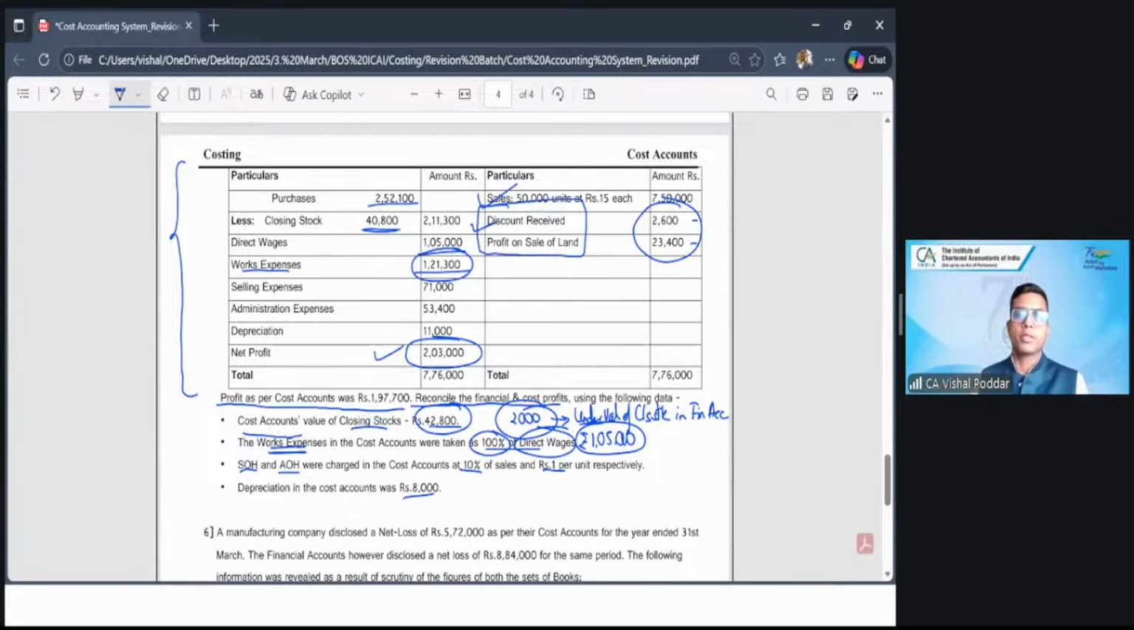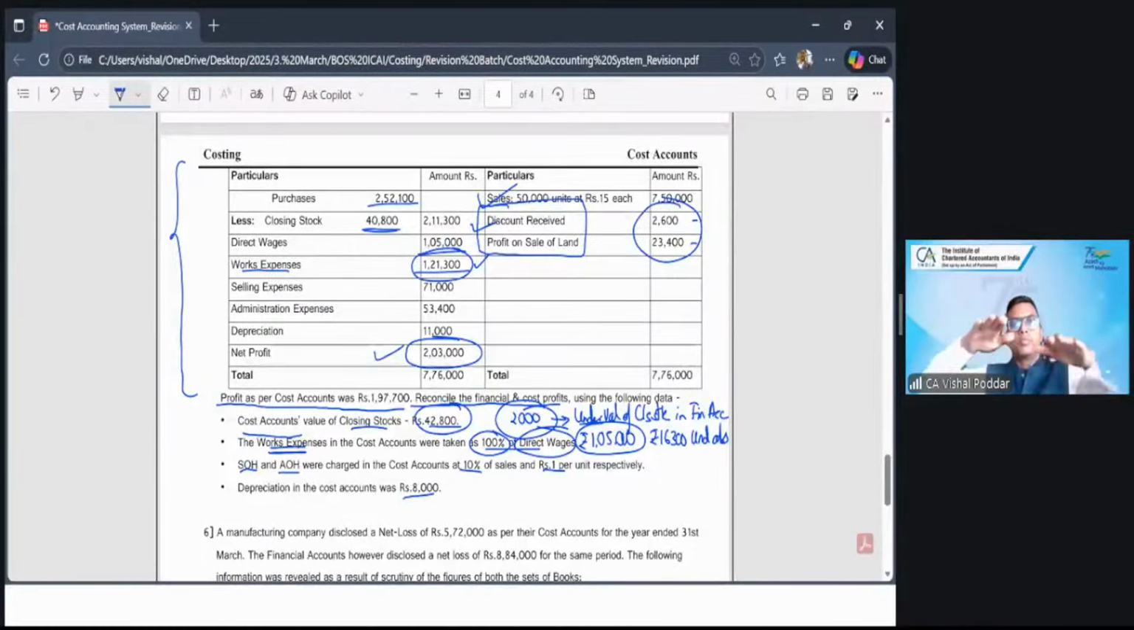So the difference is 16,300. Now, what will this 16,300 be called? In financial books, they are more. In cost books, they are less. So we'll say that 16,300 is under absorbed, because it is less in costing books. Whenever expenses are less, it means it is charged less, recovered less, or absorbed less. So we'll call it under charging, under recovery, under absorption.